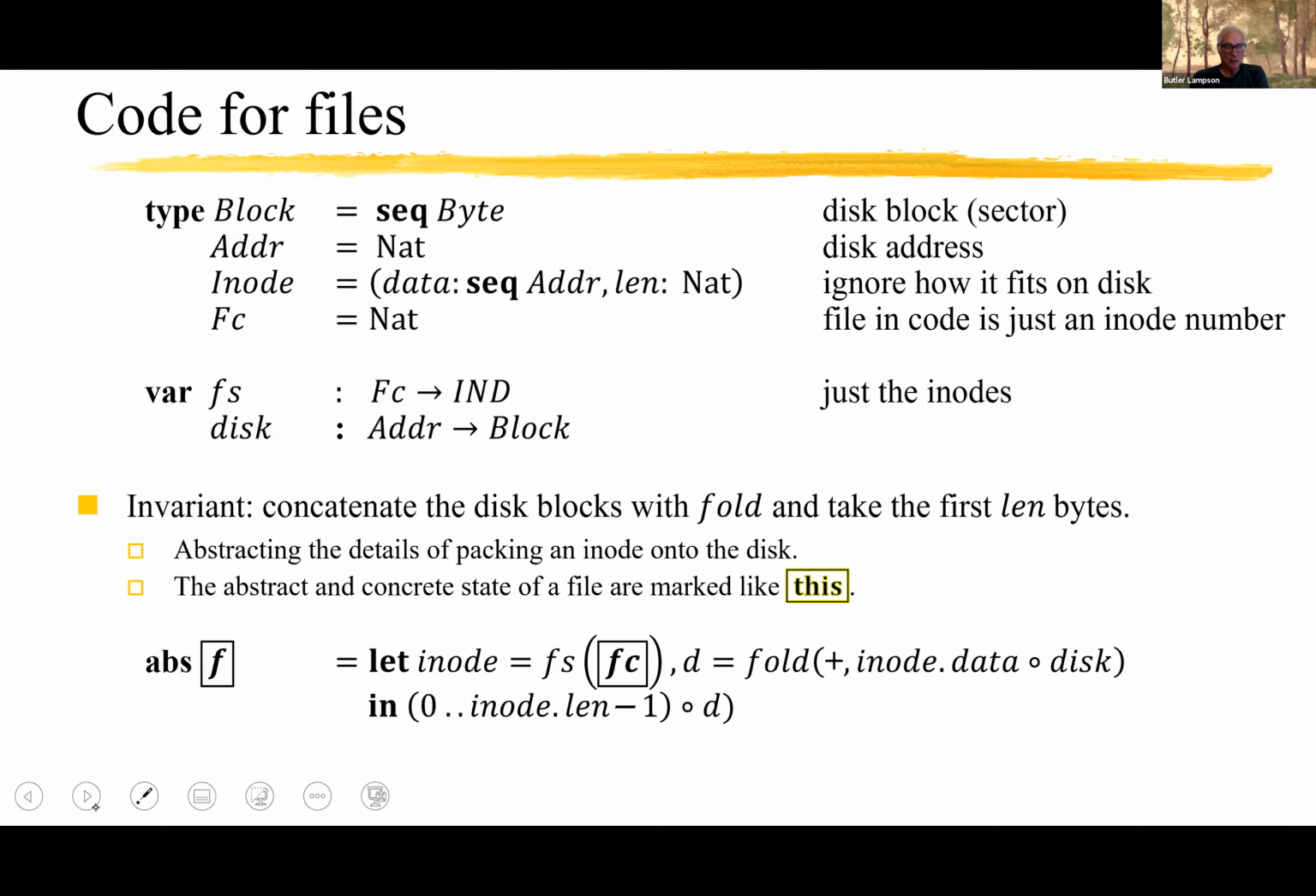The answer is you feed FC to the FS component of the state. That gets you the inode. So the inode is going to be just the data, which is the sequence of addresses, and the length. Now we're going to have a local variable D, which we get by taking the inode data and composing it with the disk sequence. So that the inode data, remember, tells you how to get from the inodes to the disk addresses.